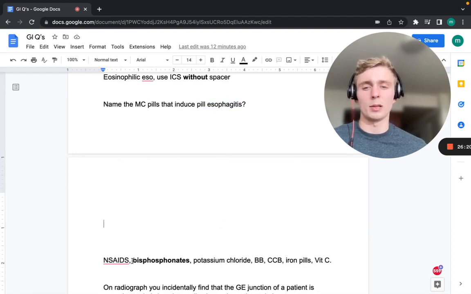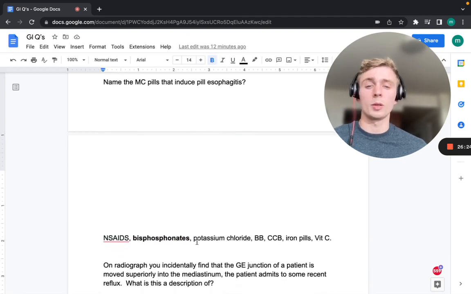And don't forget the black box warning, osteonecrosis of the jaw, for bisphosphonates. It can also be potassium chloride, beta blockers, calcium channel blockers, iron pills, and vitamin C. These can all cause pill esophagitis, but most commonly NSAIDs, bisphosphonates, and I got a question before, and the answer was potassium chloride causing pill esophagitis.